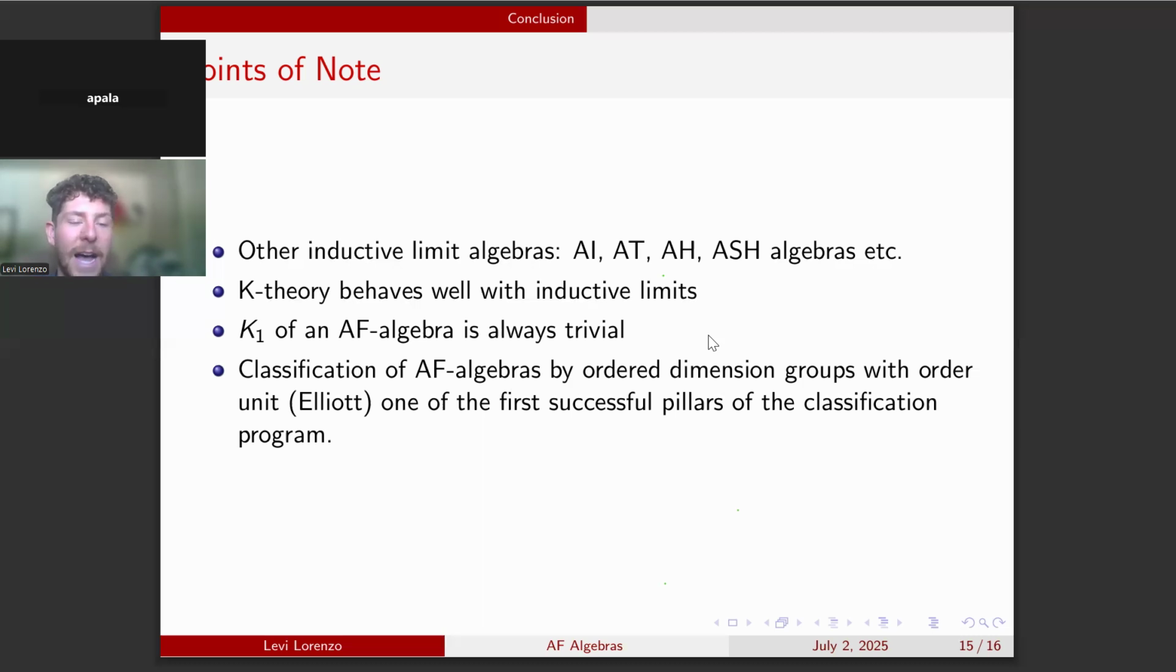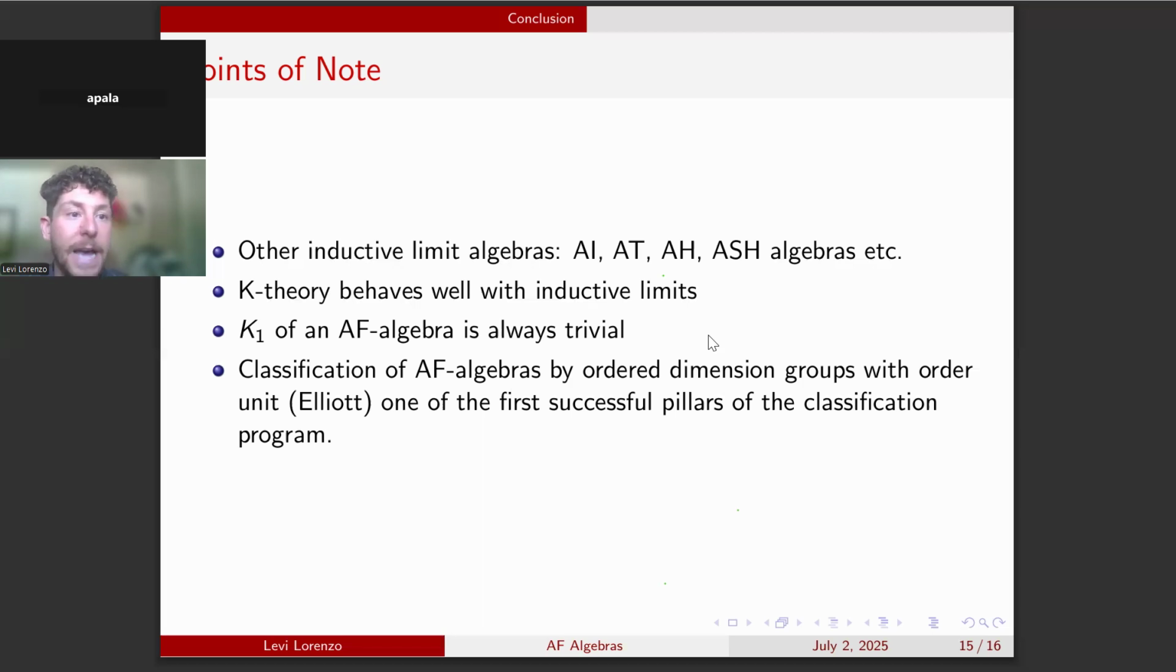I know you haven't looked at K-theory yet, but one of the really nice things about these inductive limits is that if we can write them down, we really know what happens with K-theory, and you can learn about them from K-theory. It's highlighted in the classification of AF algebras by their ordered dimension groups with order unit. This very nice little invariant for AF algebras was a big motivating point for Elliott as we move forward in the classification program.